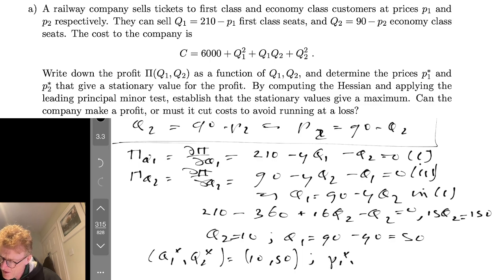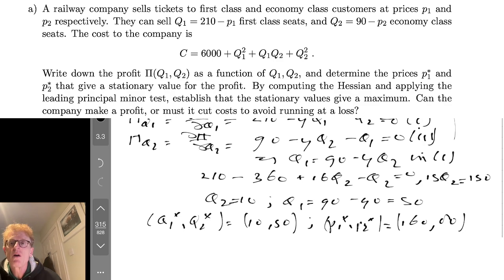That means that P1 star comma P2 star is 210 minus 50 is 160, and then 90 minus 10 is 80. I'll leave you to calculate the profit, so the profit at Q1 star comma Q2 star, you have to fill that out.